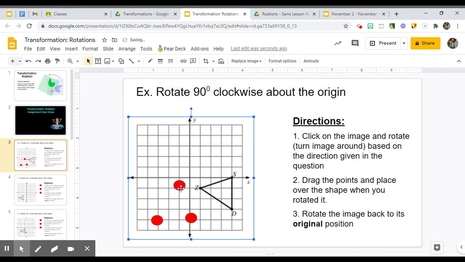All you really need to do is just make sure that those dots are in place, so the points are in place where it was whenever you had rotated your image, whether it was 90 degrees clockwise, 90 degrees counterclockwise, or 180 degrees, which should be flipped all the way around.